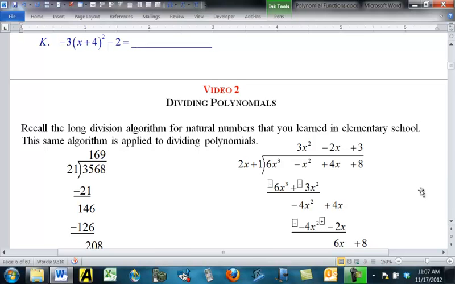So we've established in this video some basics of terminology for polynomials, how to combine like terms, and how to multiply polynomials.